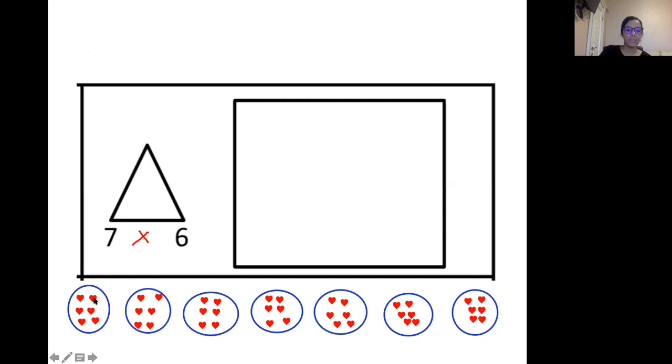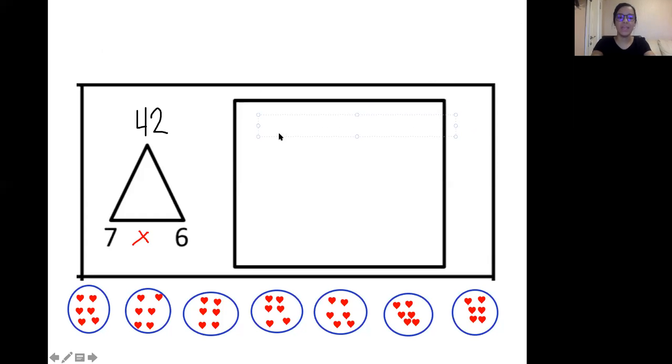Okay, so we have 1, 2, 3, 4, 5, 6, 7, 8, 9, 10, 11, 12, 13, 14, 15, 16, 17, 18, 19, 20, 21, 22, 23, 24, 25, 26, 27, 28, 29, 30, 31, 32, 33, 34, 35, 36, 37, 38, 39, 40, 41, 42. So then my answer here is going to be 42.